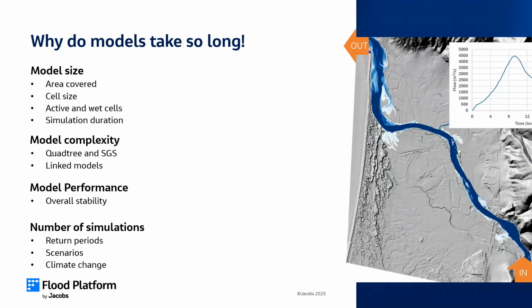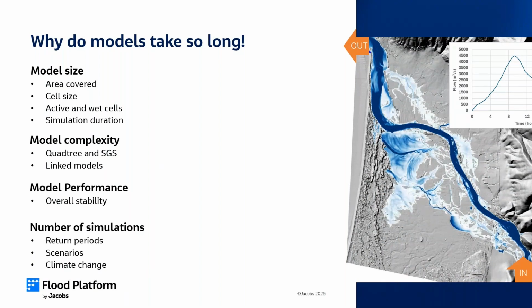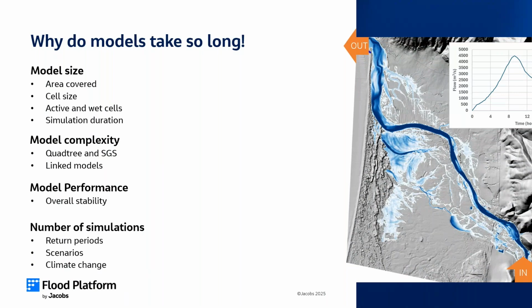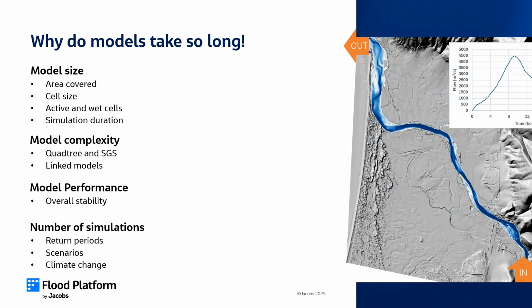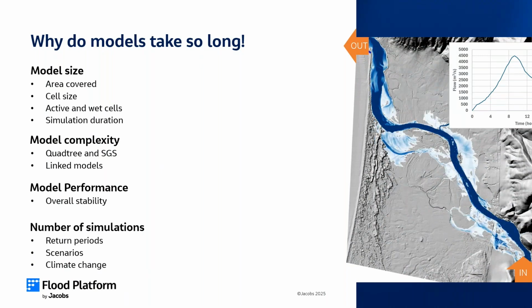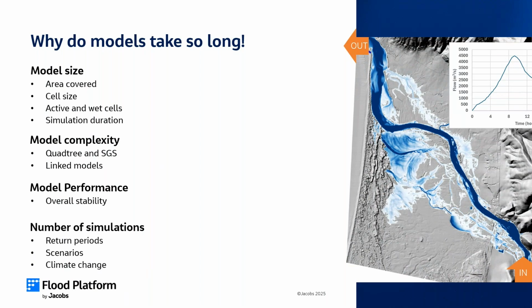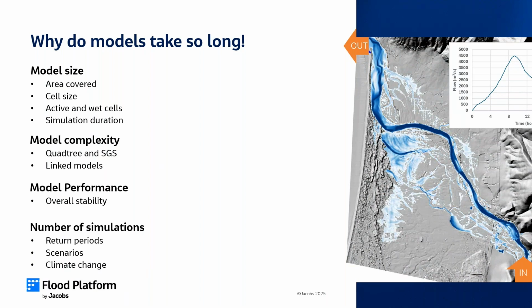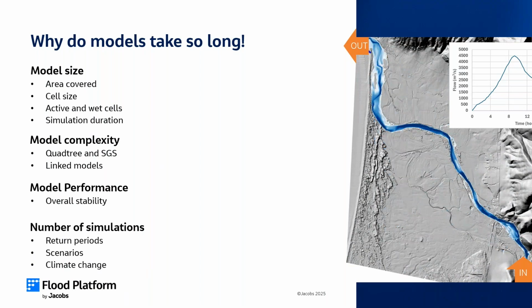Another thing that's often overlooked is model performance, model stability. If a model is inherently unstable because of some configuration or data quality issue, it will take longer to run. The time step will have to be lower to overcome that instability. So a key thing you can do is take that one model, stress test it, and understand: is it stable? Is there anything I can do to re-schematize it, to improve the setup, that will speed that model up and allow it to run on a higher time step, therefore reducing the overall computational time.